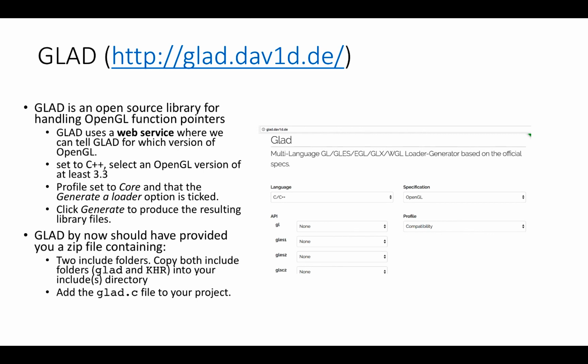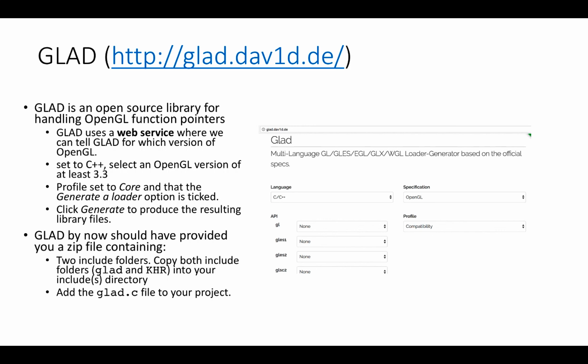GLAD has a slightly different configuration setup than most common open source libraries. GLAD uses a web service where we can tell GLAD for which version of OpenGL we would like to define and load all the relevant OpenGL functions according to that version. So go to the web service, make sure that the language is set to C++, and in the API section select an OpenGL version of at least 3. Also make sure that the profile is set to core and that the generate loader option is ticked. Finally, click on Generate to produce the resulting library files.